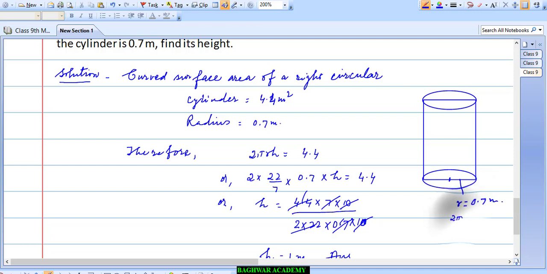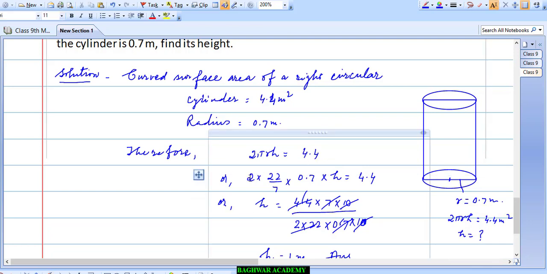It means 2 pi RH has been given, and that is 4.4 meters square. You need to find out H. So easy it is. Just put in the formula. 2 pi RH is equal to 4.4. So 2 into 22 by 7 into R which is 0.7 into H is equal to 4.4. So H will be what? H will be 4.4 into 7 into 10 divided by 2 into 22 into 0.7.